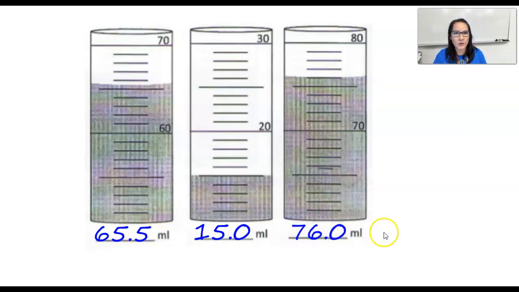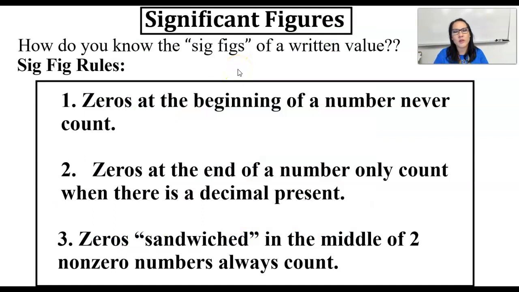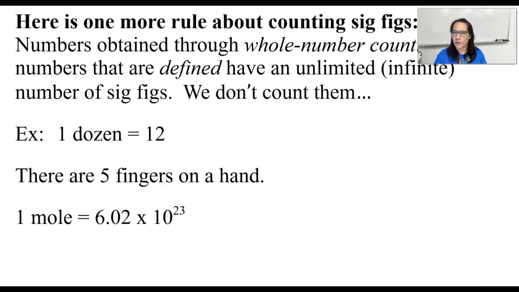So each of these readings has 3 significant figures. One is certain and one estimated digit. So these are the rules of how to tell how many significant figures there are in a number. Number one, zeros at the beginning of a number never count. Number two, zeros at the end of a number only count when there's a decimal present. And number three, zeros sandwiched in the middle of two non-zero numbers always count.